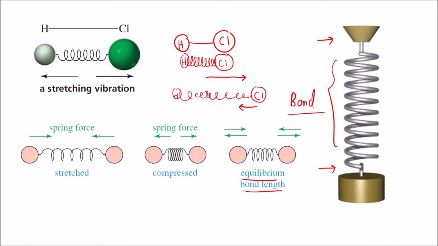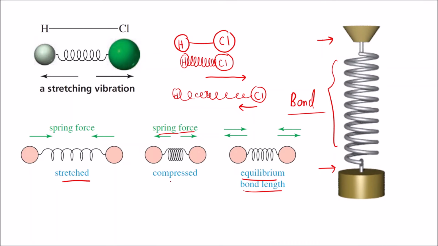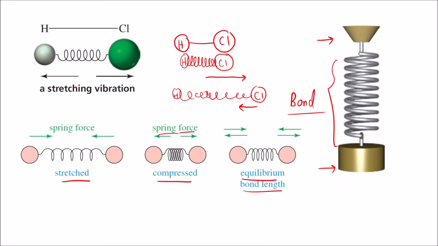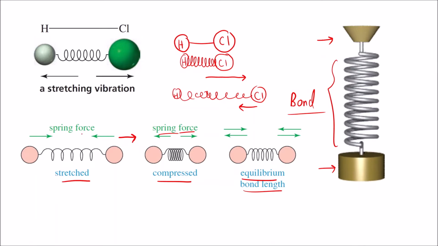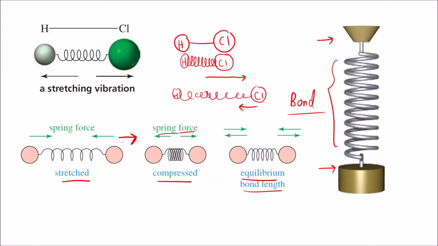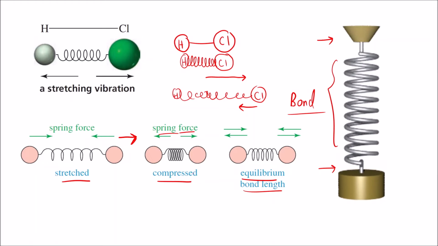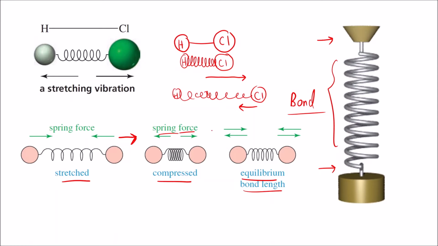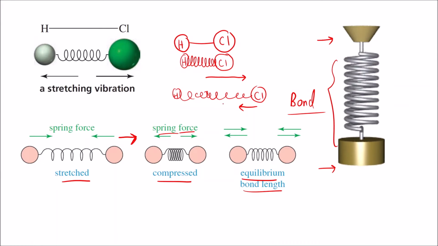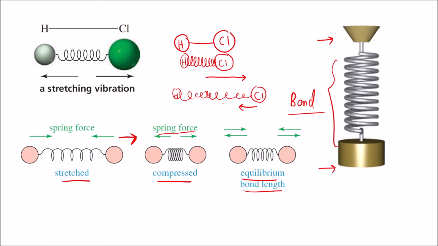First I will apply a force, and the spring will get stretched and then compressed. When it is stretched, the spring force is exactly opposite. Suppose I am applying the force in this direction, the force in the spring is in the opposite direction. So if I pull outward, the spring force will pull it inward. It will come to the equilibrium position first, then be compressed, and this process will continue until the energy is lost. So this was the basic idea of how a stretching vibration takes place in a bond.